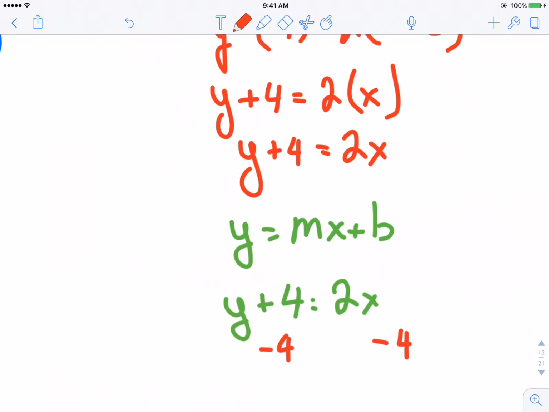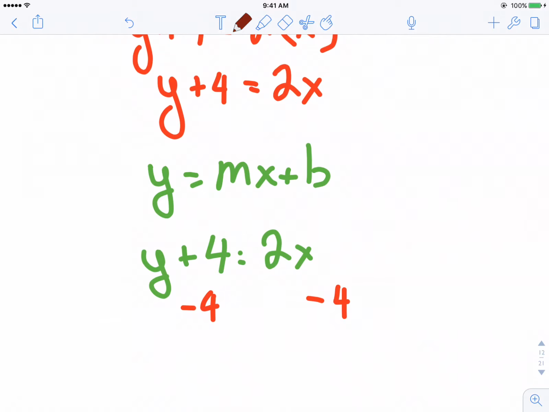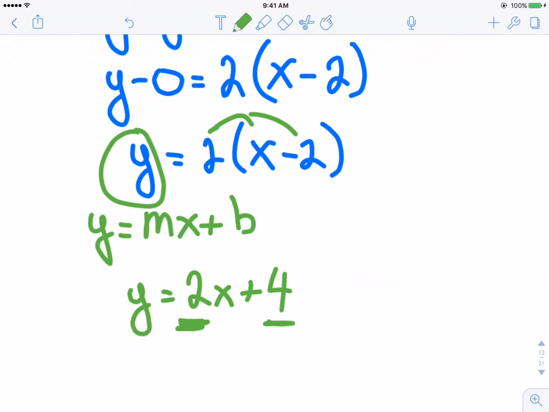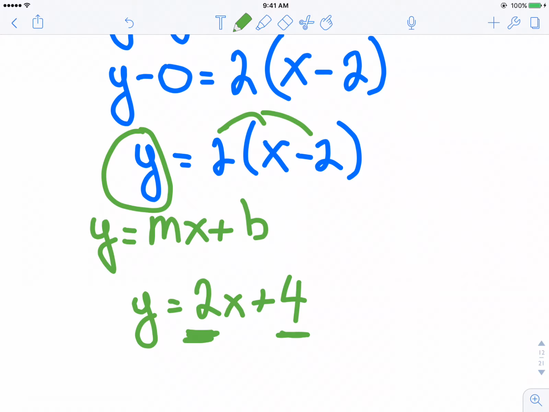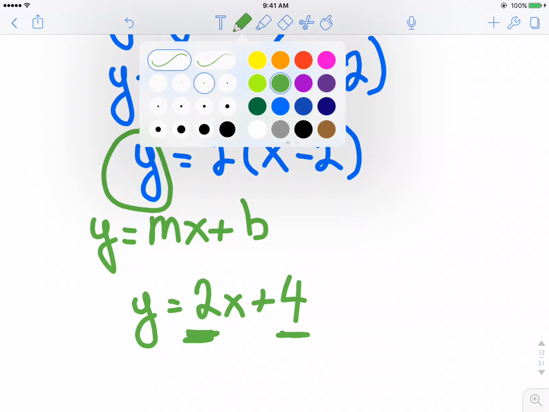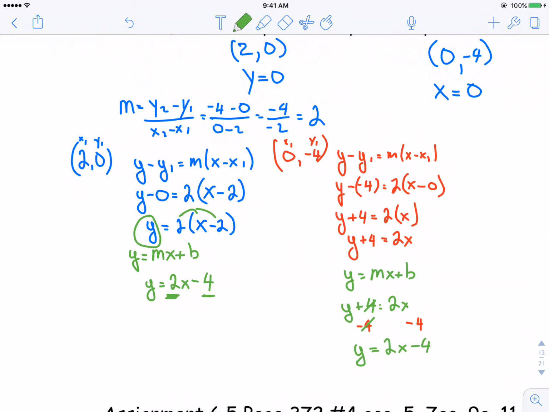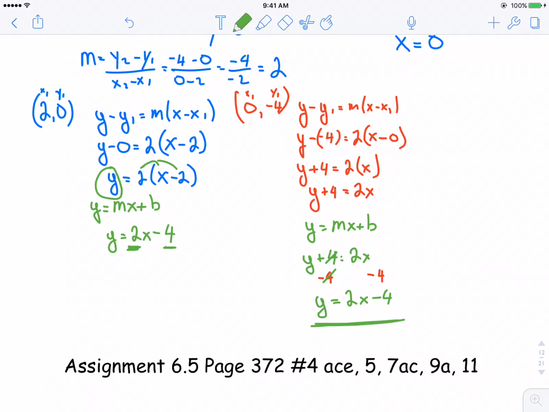Oh, I'll come back to that. I made an error back there. So this is going to become, those will cancel, y is equal to 2x minus 4. And the error I made was over here, well, 2 times minus 2, this should be minus 4. So now you can see that those two equations are exactly the same.